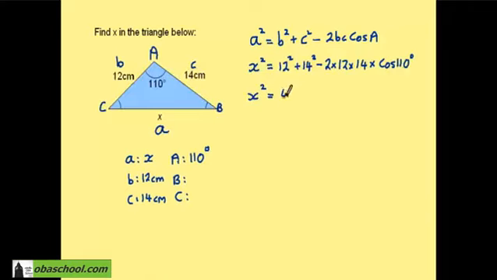If you do that, you'll find that x squared is 454.91, and so on. Square rooting both sides gives that x is 21.32, and so on. So x is 21.3 centimeters, correct to 3 significant figures.